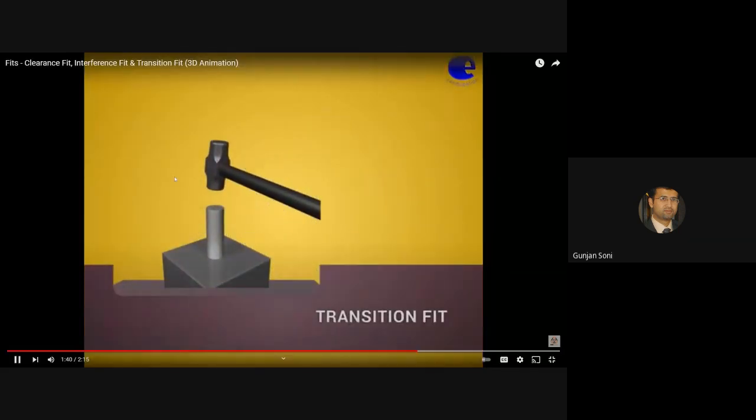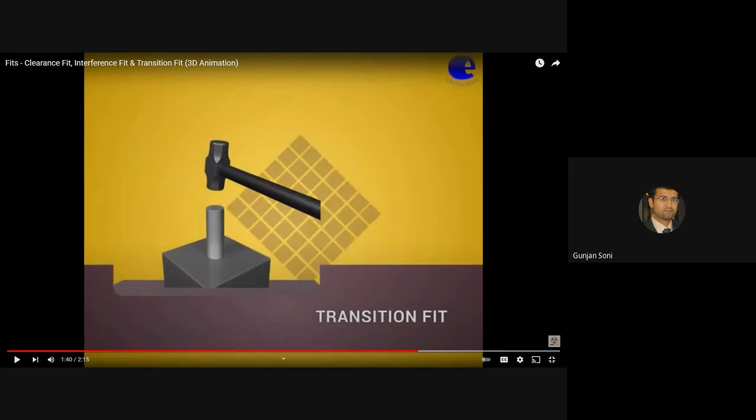Transition fit. In this. Yeah, sorry, there was a.